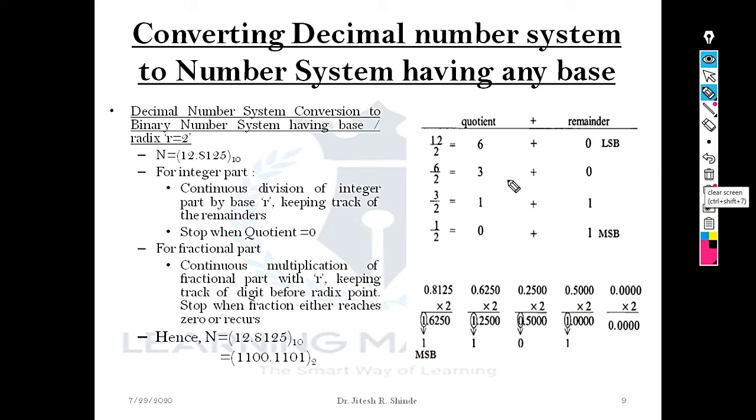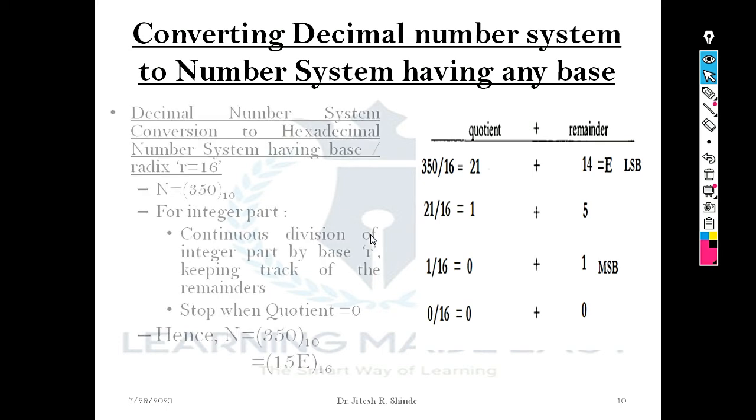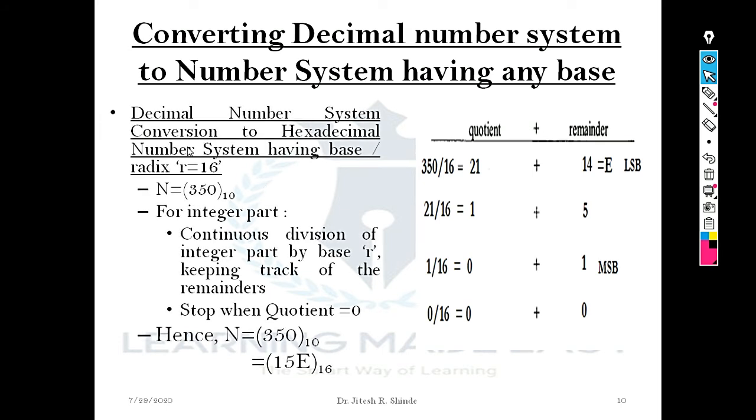A number given in decimal to a number in binary. Now let's see another number system conversion: decimal to hexadecimal, having base r equal to 16. For the integer part, what's the rule here? Continuous division of the integer part by base r. Here the base is r equal to 16. So here we need to divide 350 by 16. The answer is 21. The quotient is not equal to 0. Here we have noted down the remainder, which is 14.